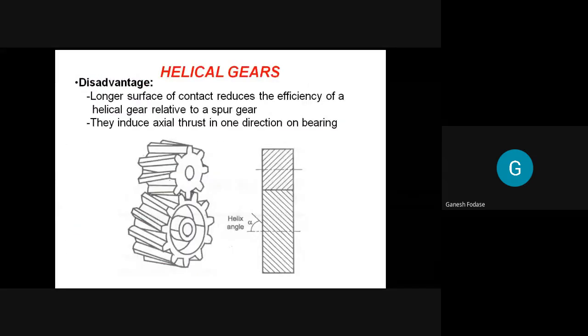Then we have to discuss the problems with helical gear. In helical gear there is the problem of axial thrust. We see here that the longer surface contact reduces the efficiency of helical gear relative to spur gear. So the efficiency of helical gear is less as compared to spur gear, but it can transfer more power as well as give smooth operation. But in disadvantages we discuss that it has less efficiency as compared to spur gear. Remember, helical gear has good efficiency as compared to other gears, but as compared to spur gear, it has less efficiency. Important thing here, they induce axial thrust in one direction on a bearing. How this axial thrust is produced, we discuss in detail in the next slides.